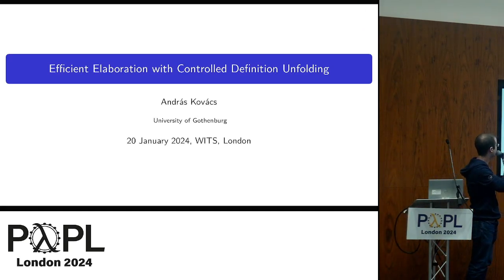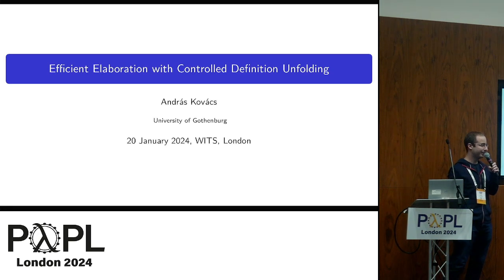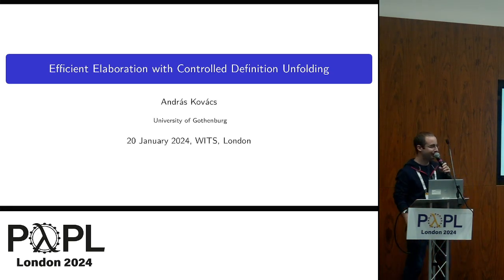I'm going to talk about efficient elaboration with controlled definition unfolding. There is a slight change compared to the program, because in the program I wrote evaluation, but then I thought that there are many things that I actually want to talk about, which is more related to elaboration. And fortunately, once again, all the previous talks talked a lot about elaboration, so now I can be double, triple thankful for everyone else who already explained what elaboration is.